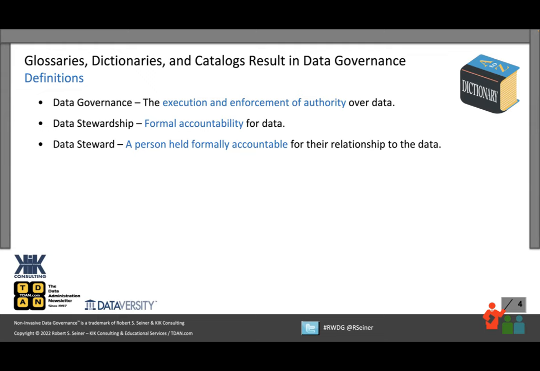I also talk a lot about how the data stewards of the organization are people that are held formally accountable for what they do with the data. So if they define data, produce data, or use data as part of their job, and they're being held accountable for how they define, produce, and use data, they're a data steward. It's not something a person can opt into and opt out of. So again, quick definitions: data governance is the execution and enforcement of authority. Stewardship is the formalization of the accountability for what people are presently doing with data. And I say that everybody in the organization potentially is a steward of the data.